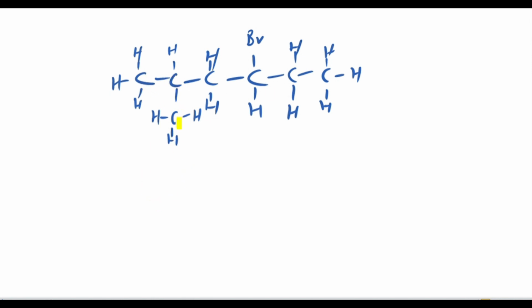1, 2, 3. No. 1, 2, 3, 4, 5, 6. Good. 6 is the longest chain. Okay. So in this case, we have this and that. Now we have 6 carbon atoms, that is hex. We say hexane.